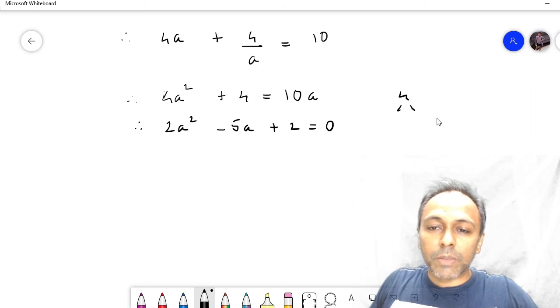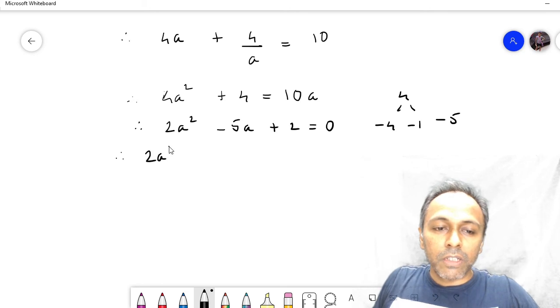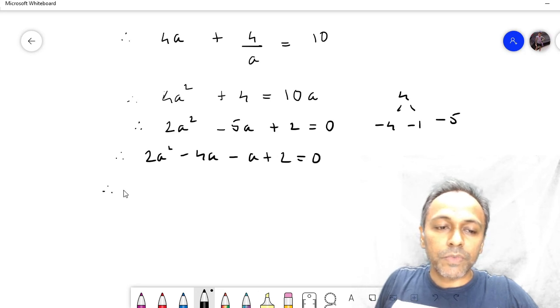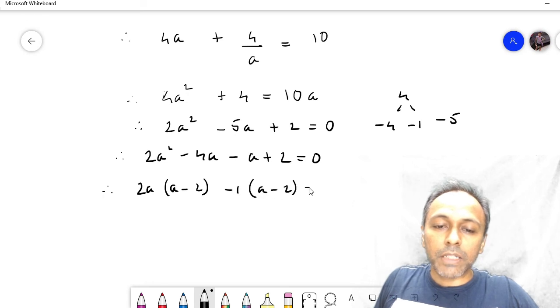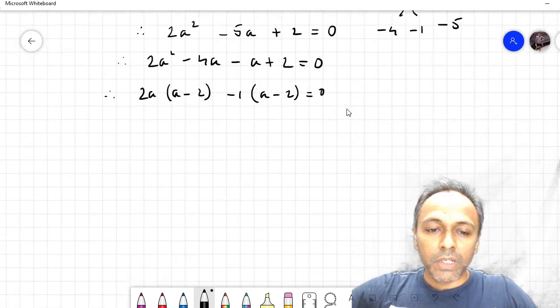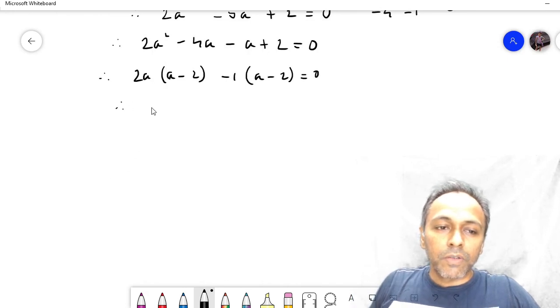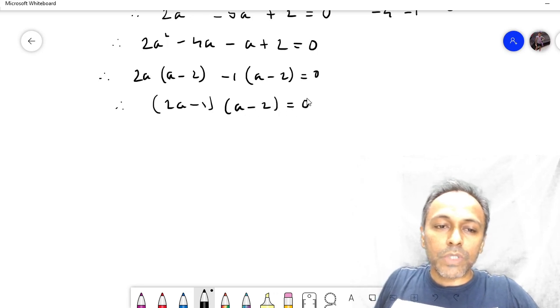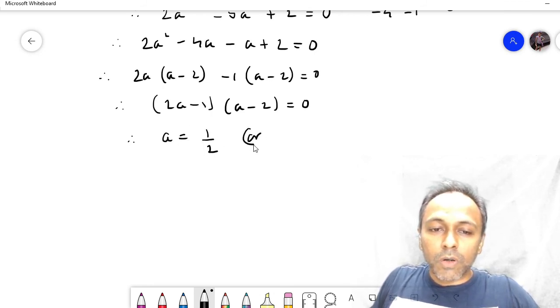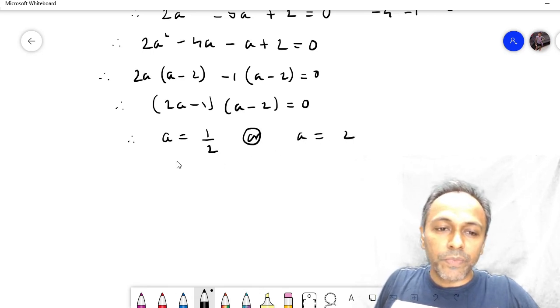2 into 2 is 4 and the middle term is minus 5. Factors will be minus 4 and minus 1. Therefore 2a square minus 4a minus a plus 2 is equal to 0. 2a common, a minus 2, minus 1 common, a minus 2 is equal to 0. Therefore we obtain 2a minus 1 into a minus 2 is equal to 0. Therefore 2a minus 1 is 0, so a is equal to 1 upon 2 or a is equal to 2.